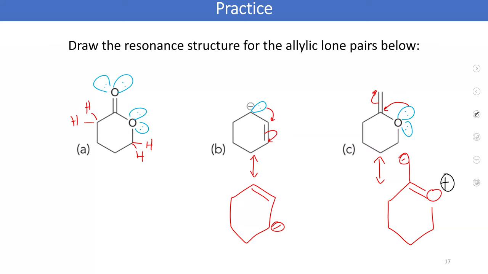But could we move this pair of electrons? And then we would have to move the pi electrons away to make room. Does that work? What does that do to that oxygen? That gives that oxygen 10 electrons. So we can't do that.